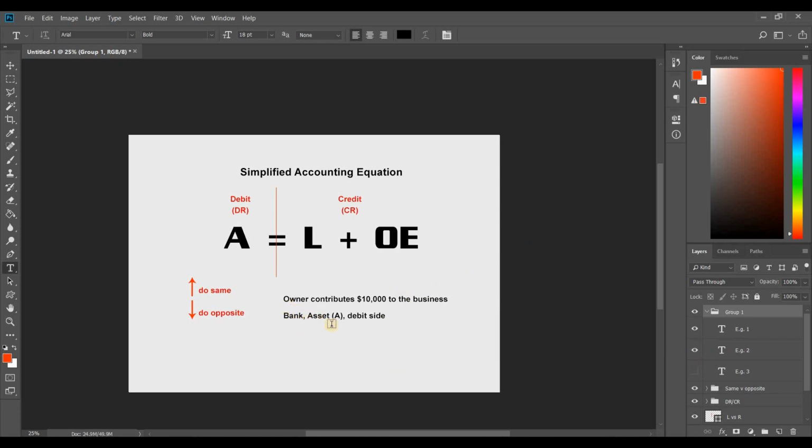So bank is an asset, and we know that assets sit here on the debit side. Now, if we are contributing money into our bank account, that means our bank account is going to increase. So if our bank is an asset, which sits on the left side, and we're increasing it, we want to do the same. So we're going to debit it. Okay, we're going to debit bank by $10,000. You can see that we did the same thing. Debit is a debit. So this is probably a little bit easier for you to understand if we have a look at some examples and go through them together.